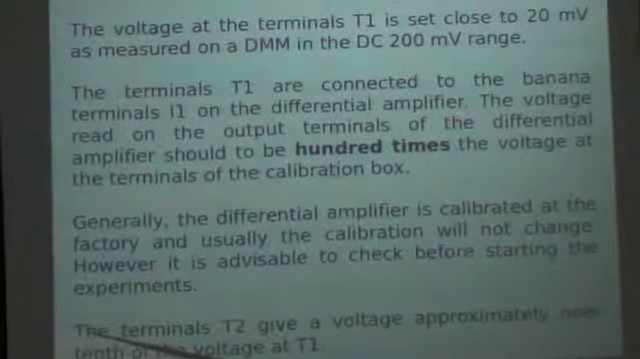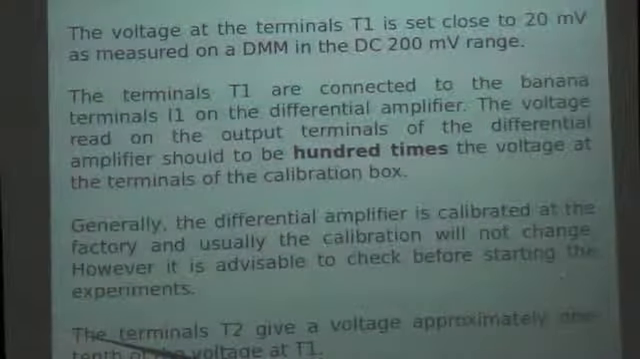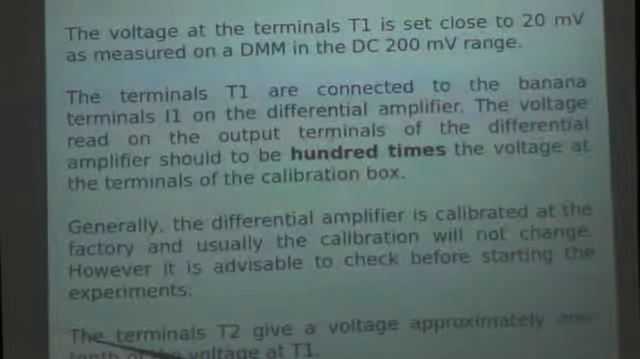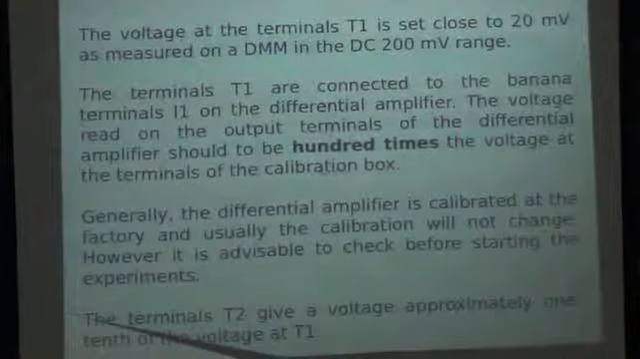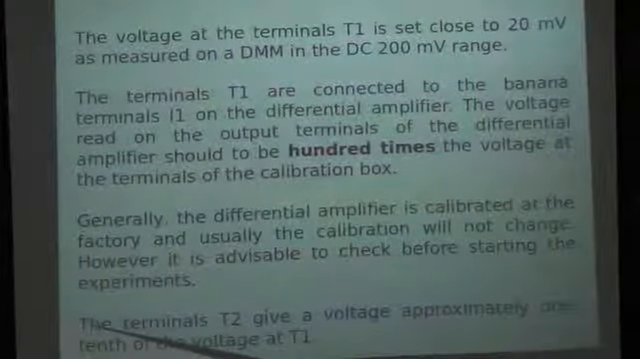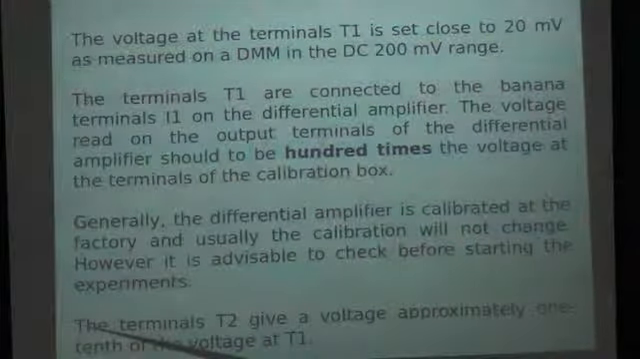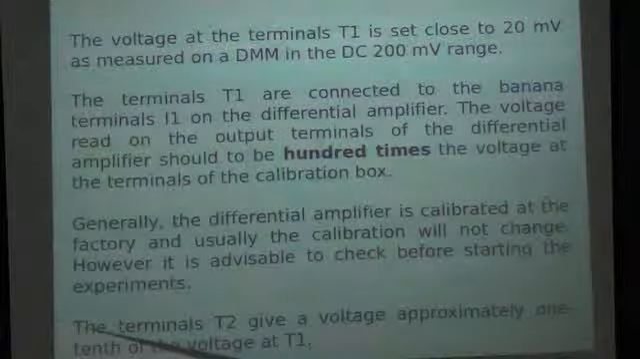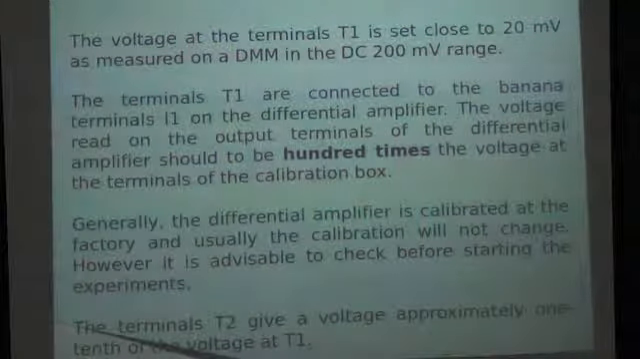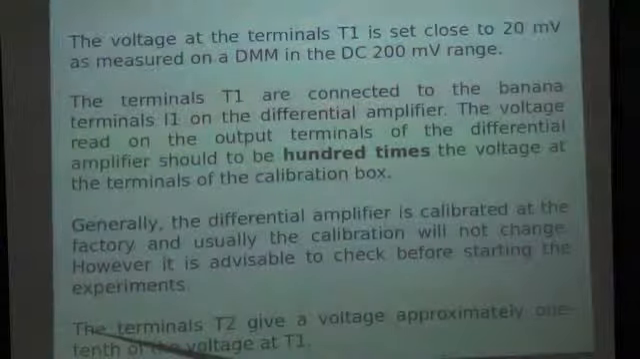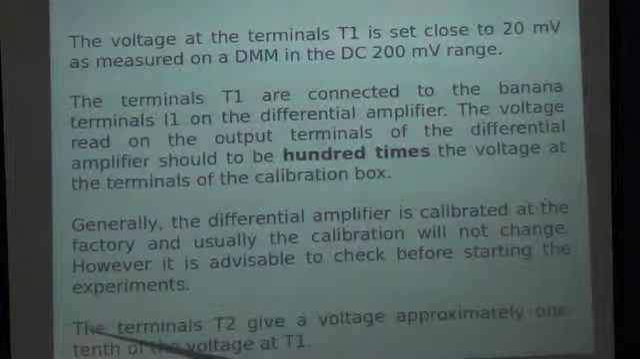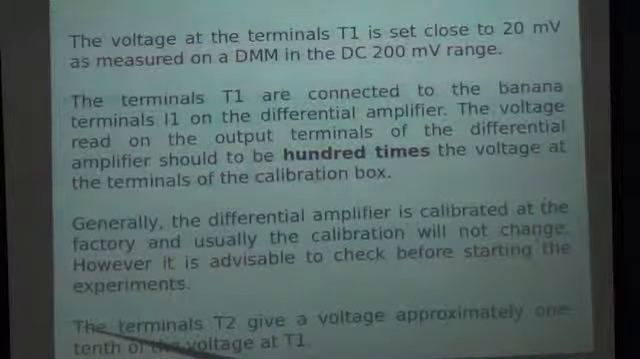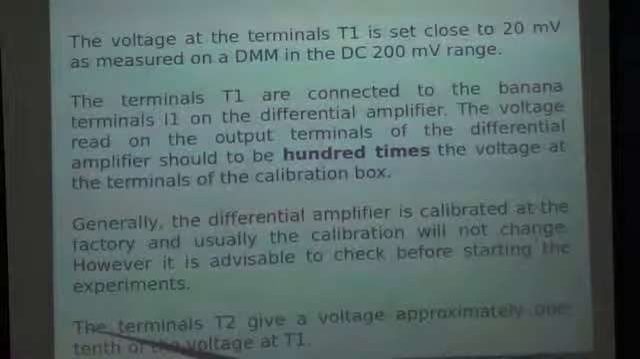But suppose you want to measure the small voltage, so there are two terminals. T2 gives a voltage that is 1/10 of the voltage at T1. You can do the same thing. You take out the voltage from T1, feed it to the DC differential amplifier, amplify it 10 or 100 times, measure the output through the DMM, and just ensure that the 100 written on the box or the 10 written on the box is really 10 or 100 or not. So that is all about these two experiments. If you have any doubt, we can discuss.